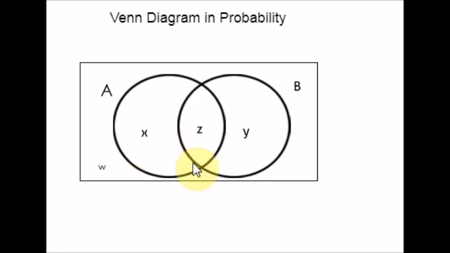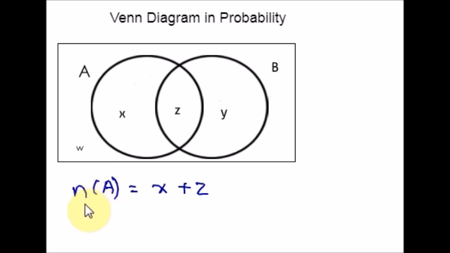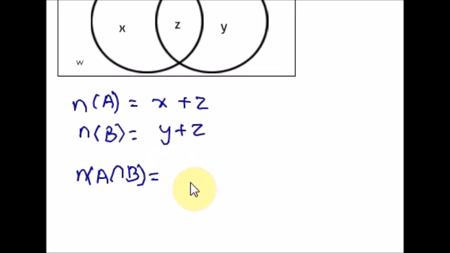So from this figure, it is clear that N of A is the number of elements in the set A. This circle has X and Z, so X plus Z. So what would be N of B? In this B, you have Y and also Z, so Y plus Z. These are all the elements in the set B. Now let's find N of A intersection B. Intersection means the region in common. So the number of elements in the common region between A and B is just Z.